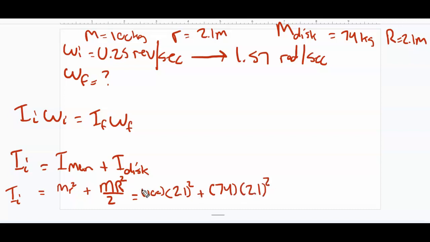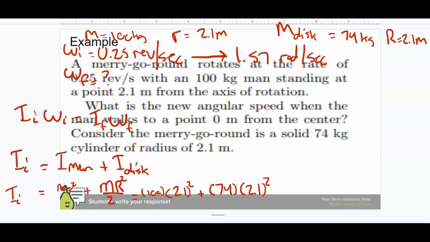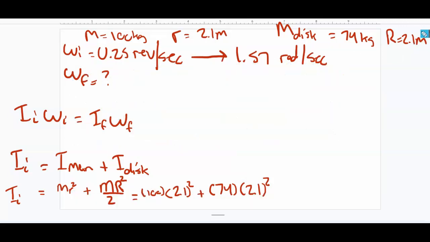Let me just make sure. Write that down. 2.1, 2.1. Yeah, and then divide by 2. So the initial moment of inertia, I have 100 times 2.1 squared plus 74 times 2.1 squared divided by 2, and I get 604.2 kilogram meters squared. And that is the initial moment of inertia of the system.